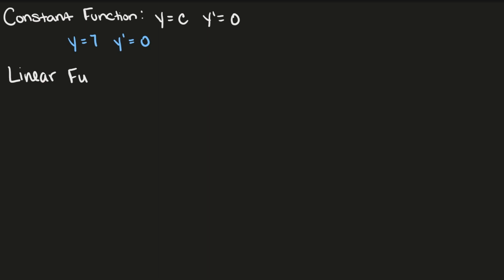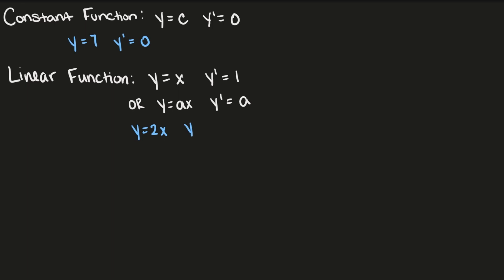Next, we have our linear function, and we're considering the parent function here. Y equals x is our linear function. That means y prime equals 1. Or if we add a slope, y equals ax, so our derivative y prime will always be equal to a. Again, the derivative is the slope of our function. So if we had something like y equals 2x, then y prime would equal 2.